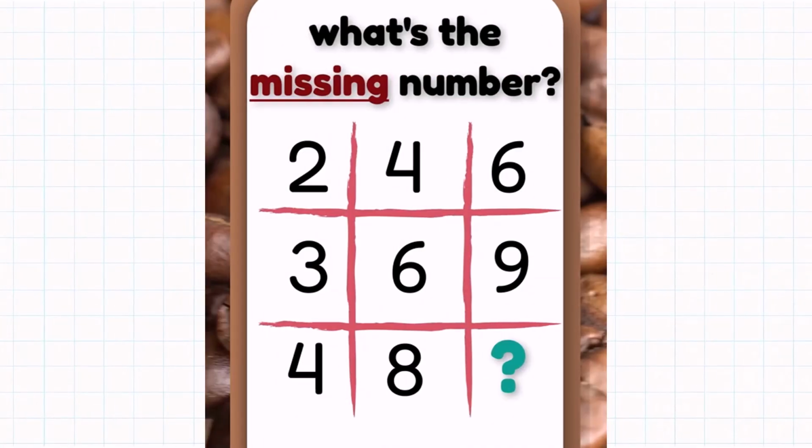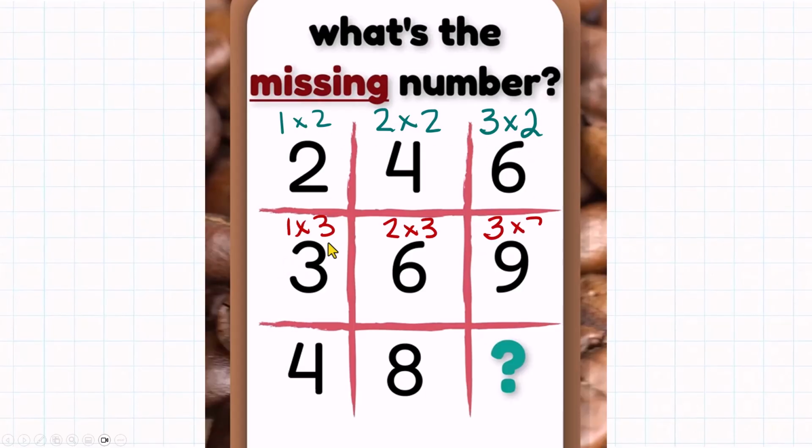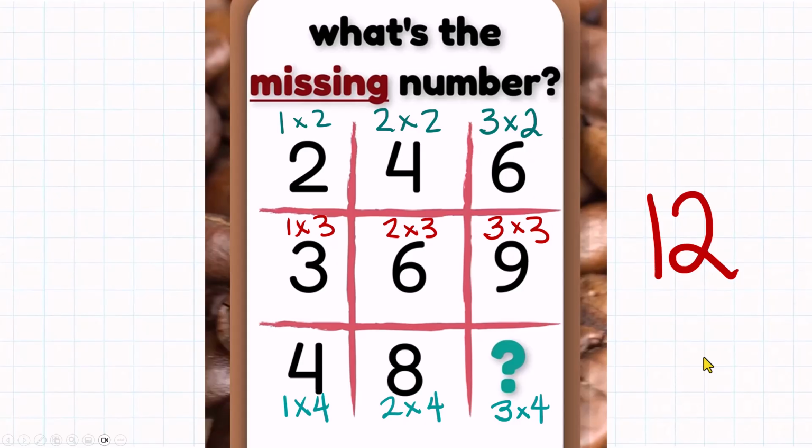All right, missing number problem. More than one way to do this. As you know, a retired math teacher, I'm going to explain it. We've got 1 times 2, 2 times 2, and 3 times 2. The third row is 1 times 3, 2 times 3, and 3 times 3. So it's 1 times 4, 2 times 4, 3 times 4. The correct answer was 12. Yeah, you could have been drinking decaf and probably still got that one.